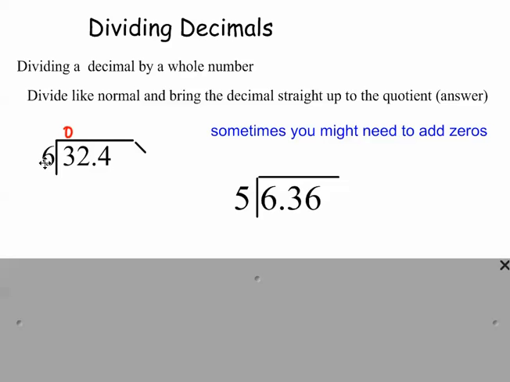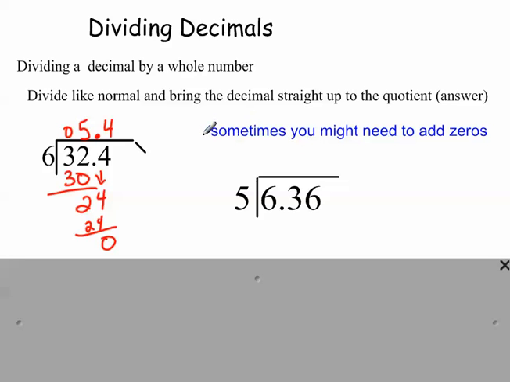So now, can 6 go into 32? 5 times. Bring down my next number. Forget about that decimal. 6 can go into 24, 4 times. And I'm finished. So now bring that decimal straight up. Do you see why it's so important that your numbers line up? If by chance you would have scooted that 5 over, your decimal would have been in the wrong place.